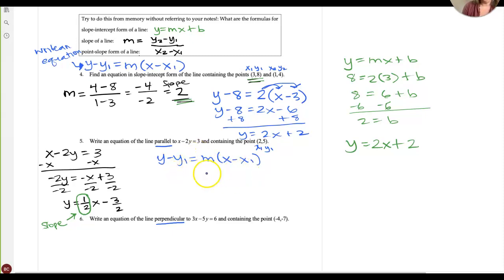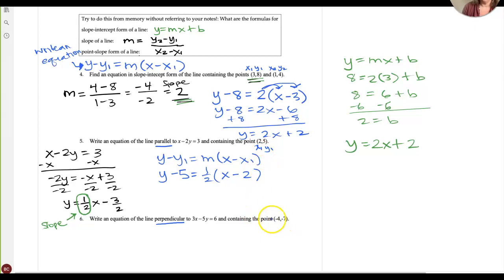Okay, I'm going to show this way with the point slope, but like I said, you could do it the other way and you should get the exact same answer. So if I put my point and my slope into this, I get y minus 5 equals m, which is my 1/2, times x minus 2. Now be really careful on this.